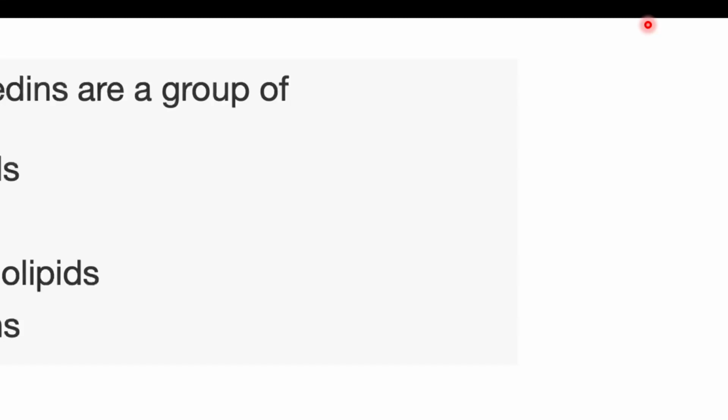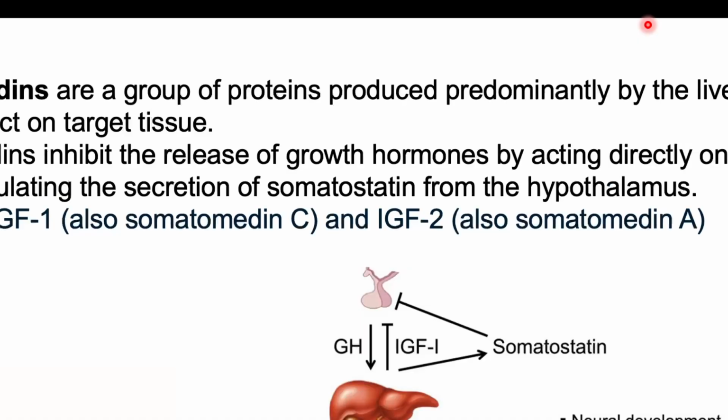Okay, it's time for me to reveal the correct answer to this question. Somatomedins are a group of, and the correct answer is option D, proteins. Somatomedins are small peptides or proteins produced predominantly by the liver when growth hormones act on target tissue. So understand this statement very carefully. Somatomedins are a group of proteins or peptides produced by the liver, not from the pituitary or thyroid, in response to growth hormones that are produced by the pituitary.